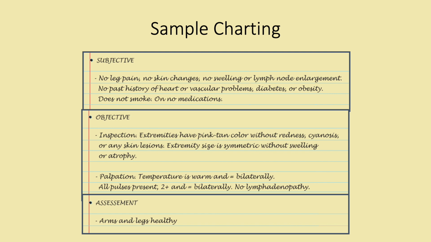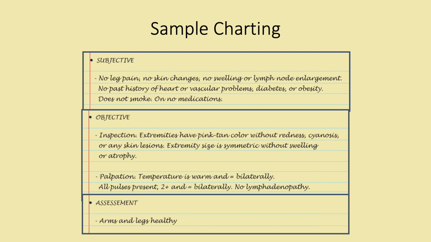Here, the subjective of a patient with healthy arms and legs, or a healthy peripheral vascular system, has no leg pain, no skin changes, no swelling or lymph node enlargement. There's no past history of heart or vascular problems, no diabetes or obesity. This patient doesn't smoke and is not using any medications.